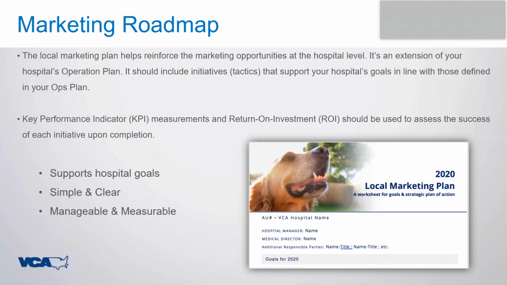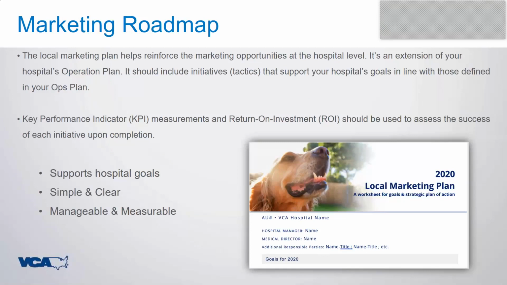So when it comes to the marketing roadmap, your local marketing plan is going to be utilized to help you reinforce marketing opportunities within your hospital. Ideally, we want this plan to be an extension of your ops plan. We don't want it to be completely separate. Your ops plan and your marketing plan should be like husband and wife, and they should work together to create a happy marriage. It should include some programs and strategies as well as some tactics or initiatives that will help you get to your hospital's goals from your operating plan, but using some of the marketing programs that we have already created and marketing tactics as well.